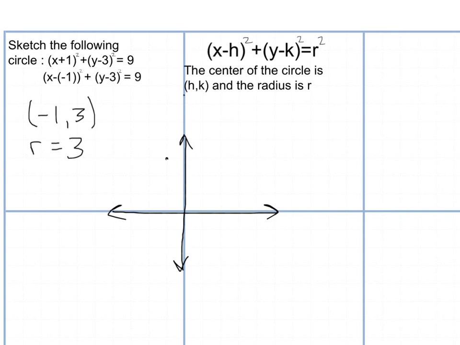Okay, so let's put those points in. So we definitely are going to want a point here. 1, 2, 3 here, 1, 2, 3 there, and 1, 2, 3 there. Okay, and now the rest is just go ahead and draw the circle through those points. Hopefully you can draw your circle a little better than me. So that's a really basic tutorial for how you sketch the graph of a circle given the equation.